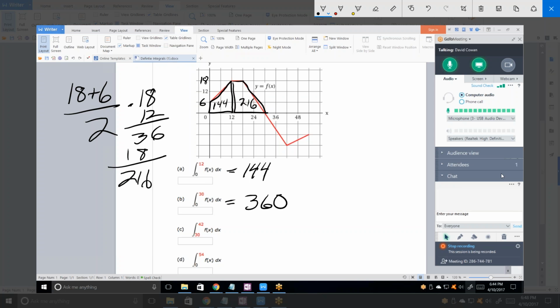Now, from 30 to 42, there's 42. That's this area here. The only thing we know about it is it's going to be a negative number. But it's that triangle. And that triangle goes 12 units wide, 18 units deep, so it's 12 times 18 divided by 2. That's 9 times 12, that's 108, but it's negative 108. So that is negative 108.